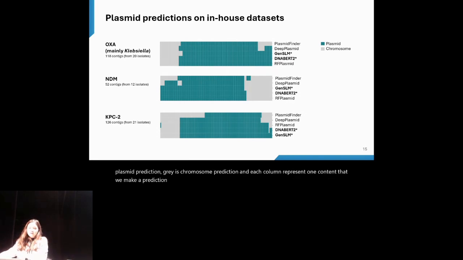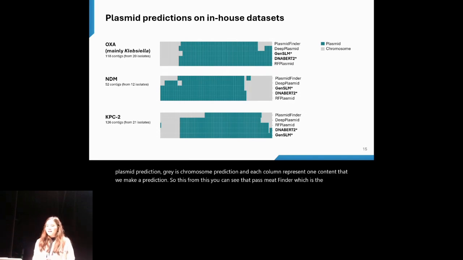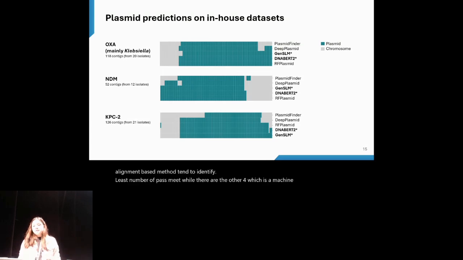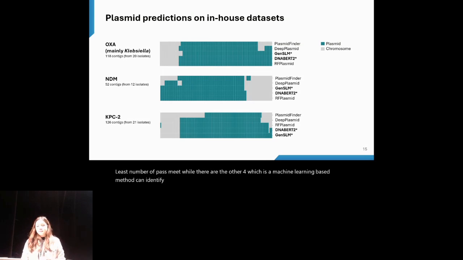From this, you can see that PlasmidFinder, which is the only alignment-based method, tends to identify the least number of plasmids, while the other four, which are machine learning-based methods, can identify more plasmids from the set of contigs. And this result is actually consistent with the publicly available data. There, we also found that PlasmidFinder tends to have a lower recall.